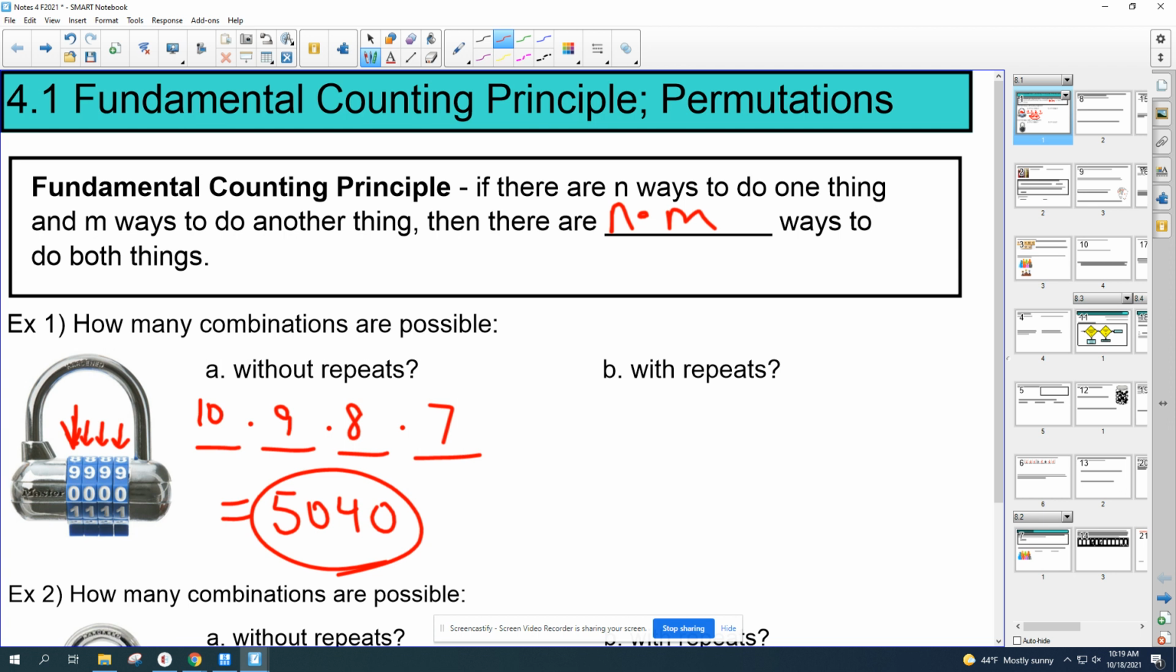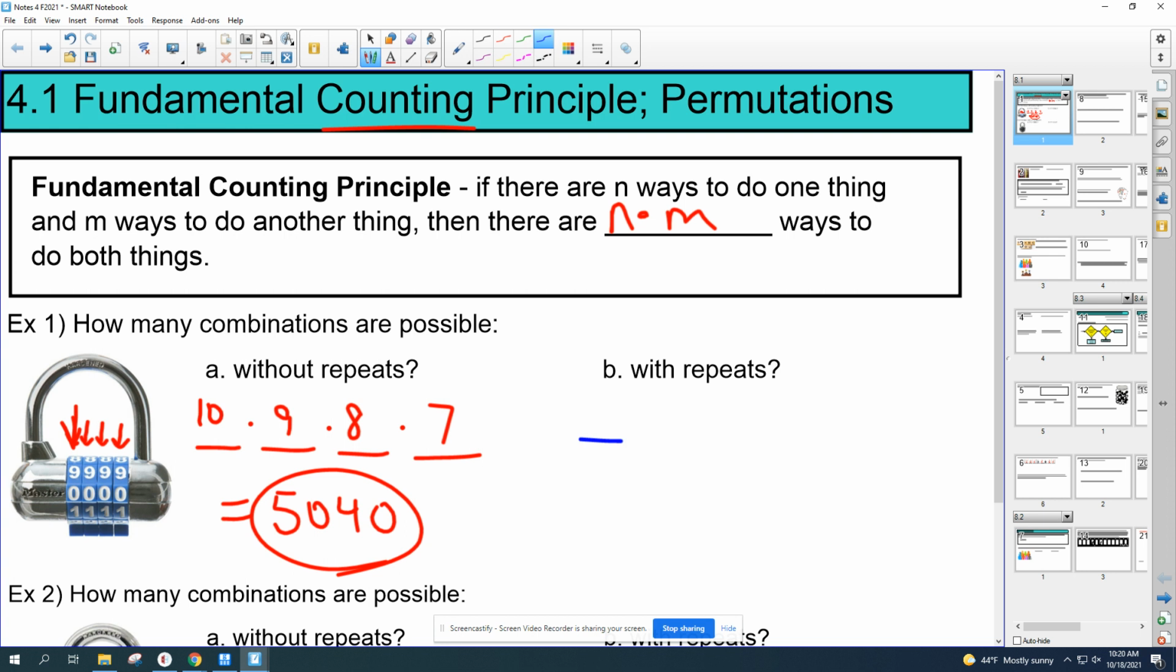So counting, we're not literally counting 1, 2, 3, 4, 5, because it would take us forever to count up to 5,040. When we're talking about counting, we're talking about different kinds of formulas and techniques for figuring out how many ways there are of doing something. We're not literally going to count unless it's a tiny little number. I'm not counting 5,040 ways of changing those combinations on the lock.